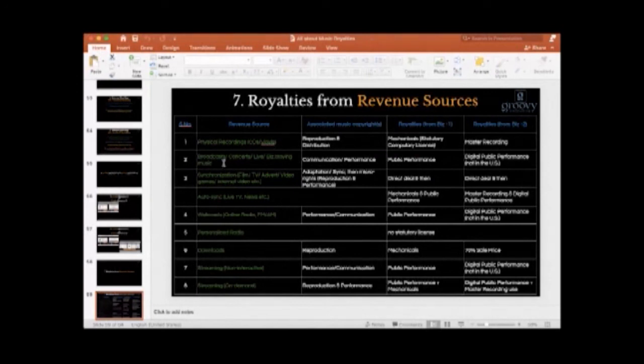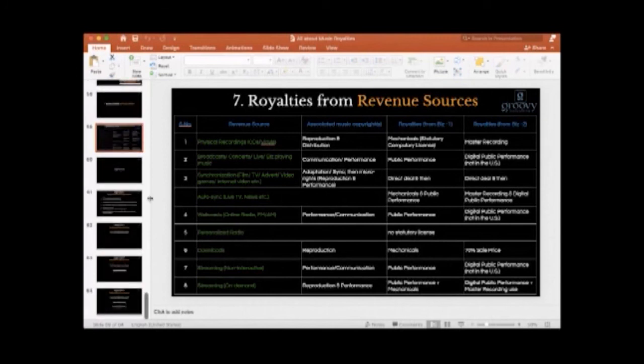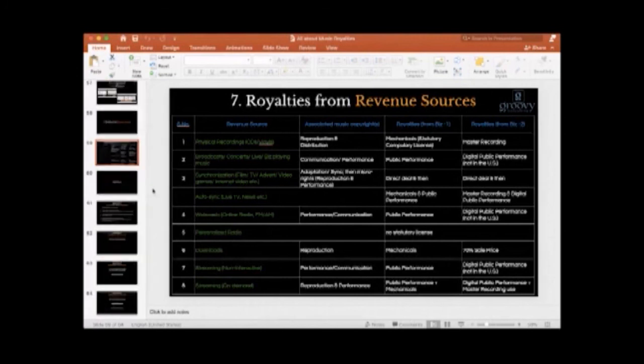Similarly, there are a lot of revenue sources and a lot of copyrights associated, in turn getting a lot of revenues and royalties from the composition and record sides together. The point that I want to put across is that if your song is out there, you are earning money. You just need to know how to collect it properly.